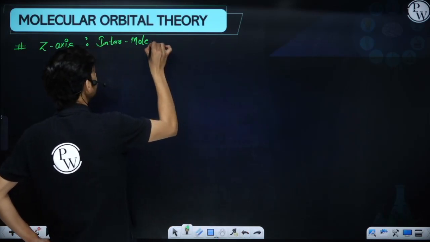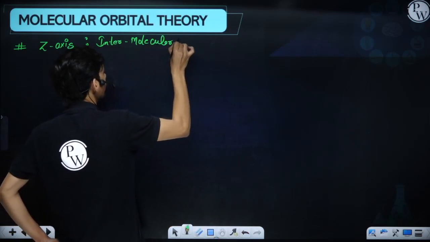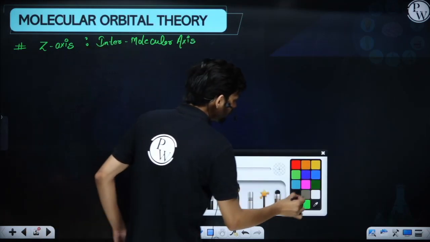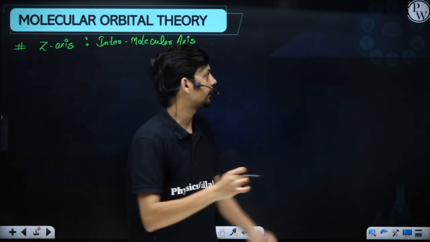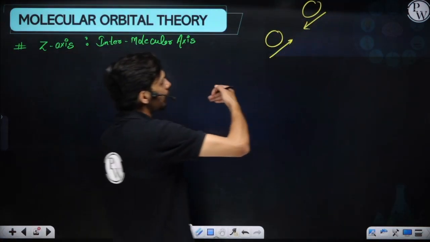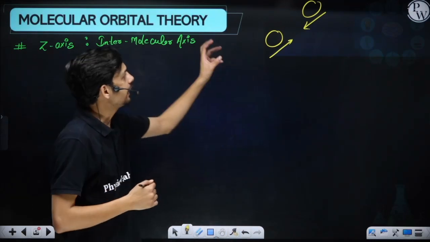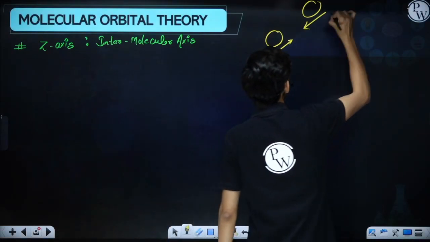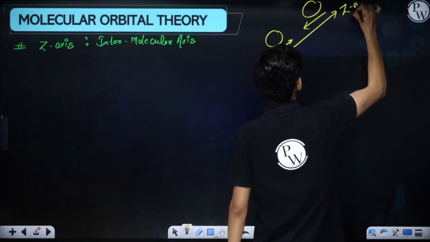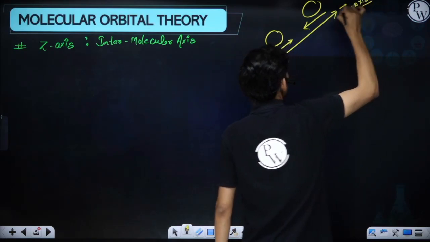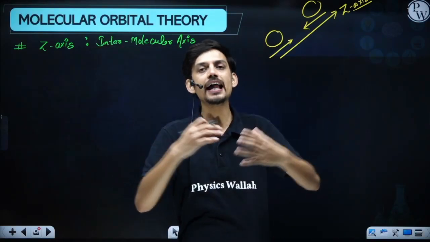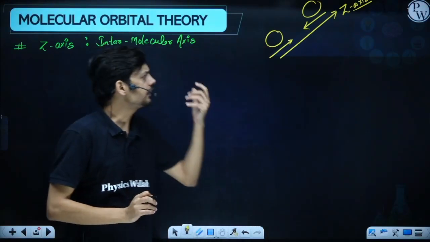Z-axis as the intermolecular axis. What is the meaning of this statement? That whenever two atoms are coming together, suppose one atom is this, one atom is this, two atoms are coming in this direction, we can say that this axis is Z-axis. We will consider this direction to be Z-axis. That is, whenever two atoms are combining together, we always assume the combining direction to be Z-axis. This is our simple convention.